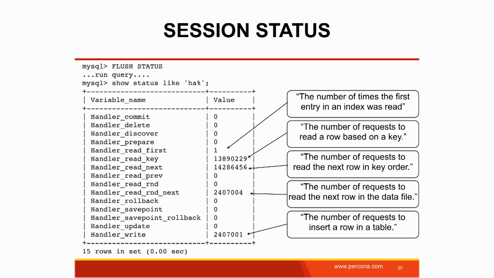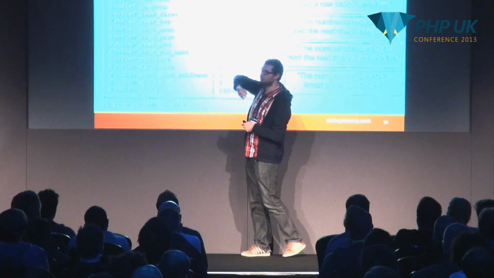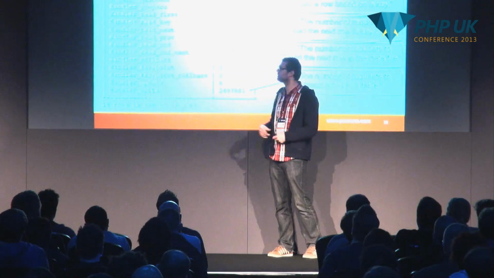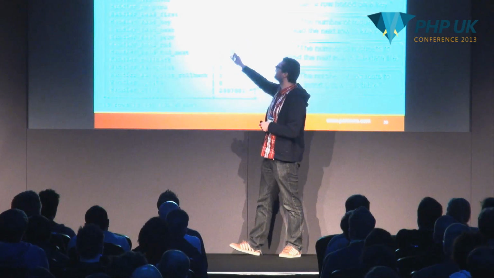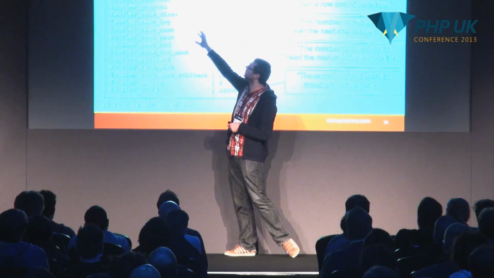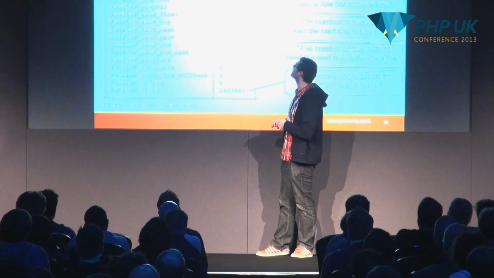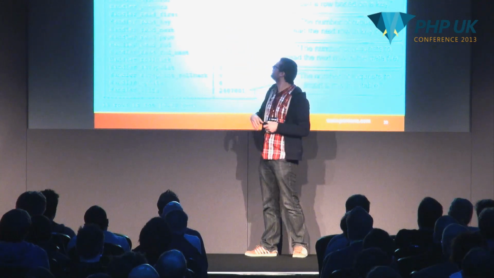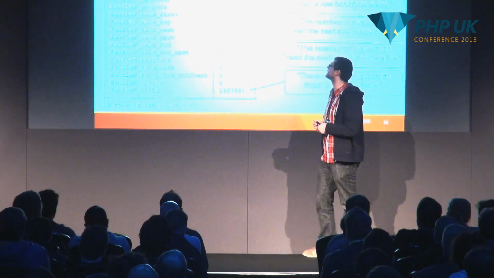Handler read first means read the first index entry of that index, so it reads the first row. Handler read next is read the next one. You can see that this happened 14 million times: read the next row, read the next row. It's not going to be very fast, that query. Handler read key means read a specific index entry. The namings are not really clear, but it's well documented on the dev.mysql.com website. It read about 13,890,000 times that specific index entry.